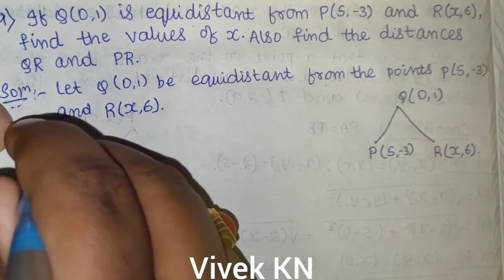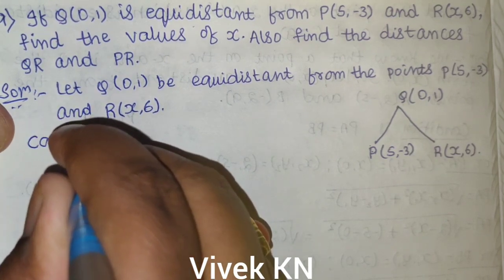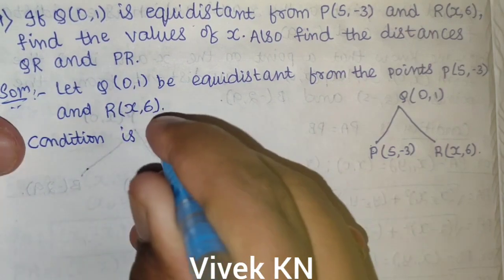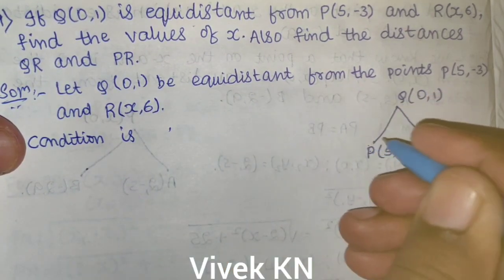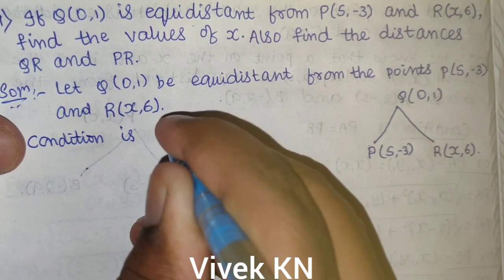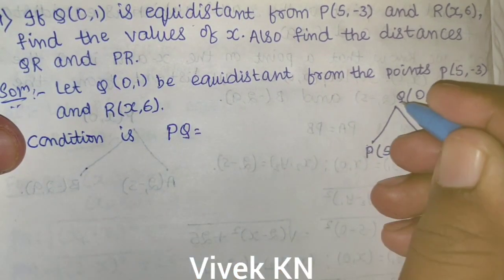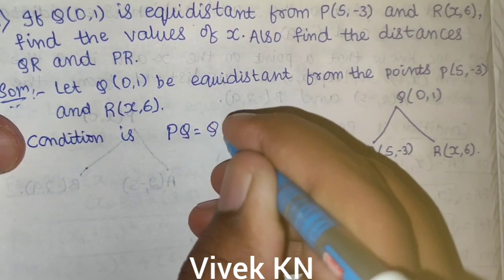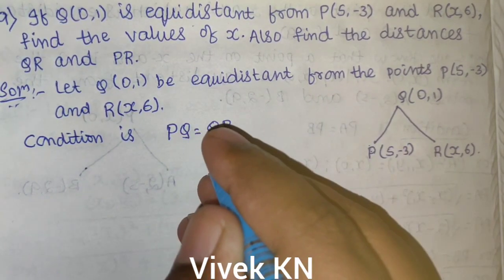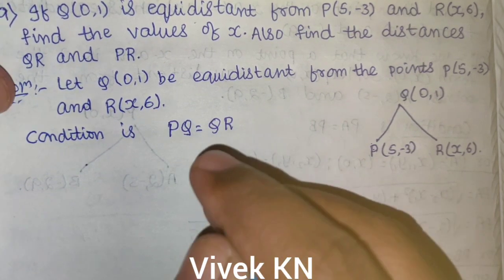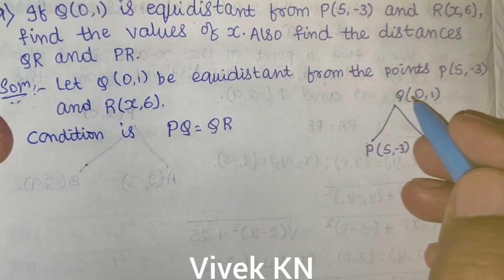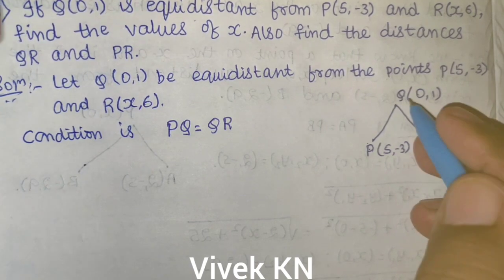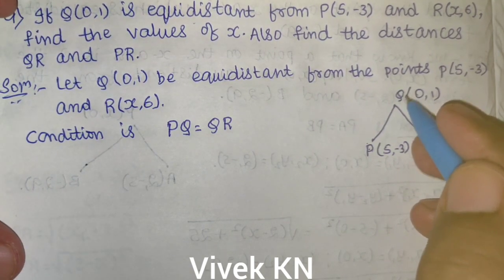The question, they have given condition, that is PQ is equal to QR. This is the given condition. Now we have to find the distance between the points PQ and QR. First, let us find the distance between the points PQ.